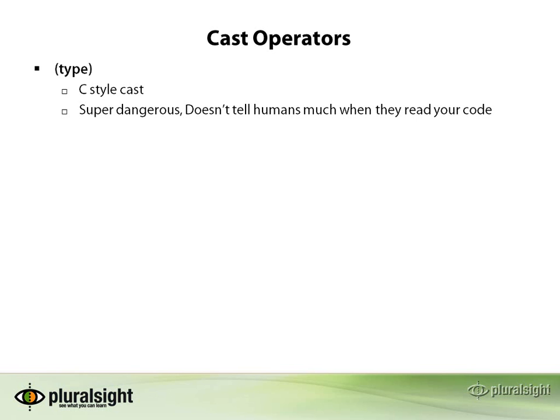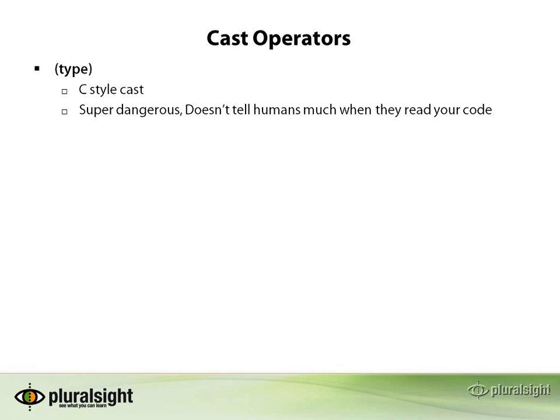I want to go back to casting again. A long, long time ago, I showed you how to cast with the round brackets. So you have a floating point number and you write round bracket int round bracket and then the floating point number, and then that casts it to an integer. Maybe throws away the part of the number that was after the decimal point. You don't get a warning because, hey, you told the compiler you knew what you were doing.